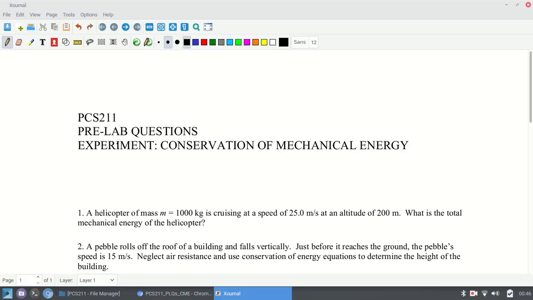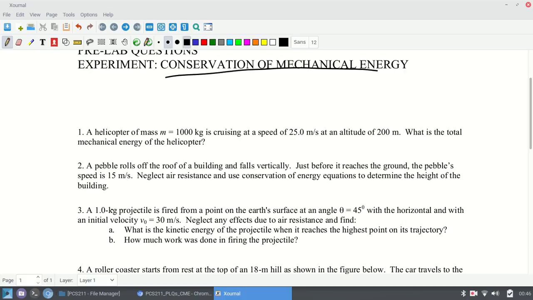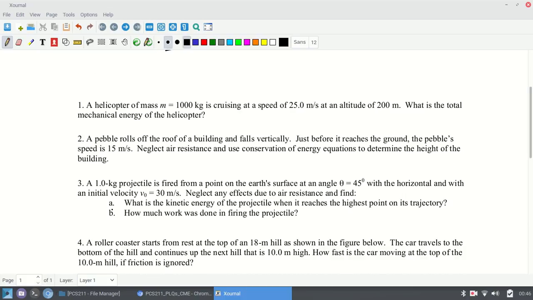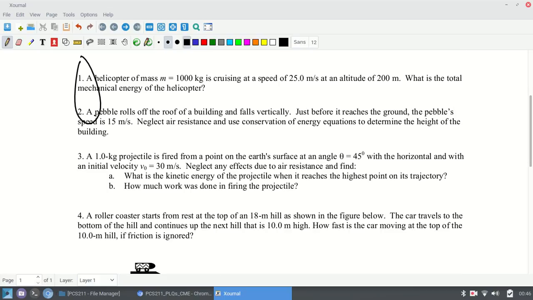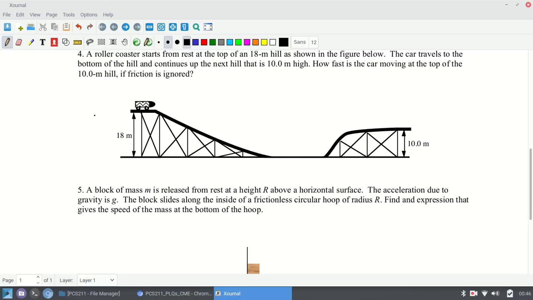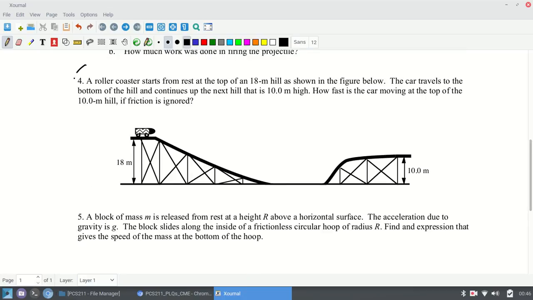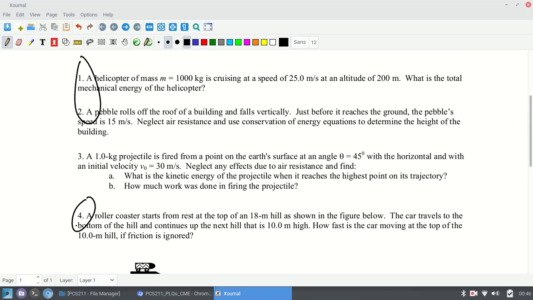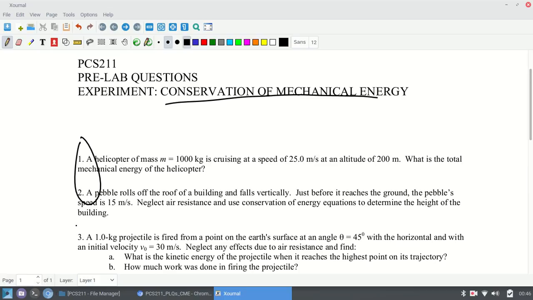We did quiz 1, which was uncertainty and simple measurement. Now we have a conservation of mechanical energy quiz. There are two versions of this quiz. These two questions serve as question 1 on each version of the quiz, and then these two questions, 4 and 5, serve as question 2 on the quiz.